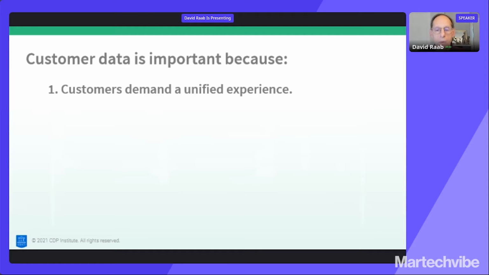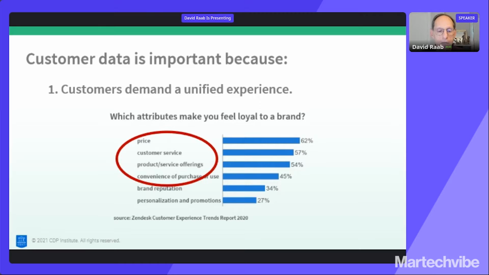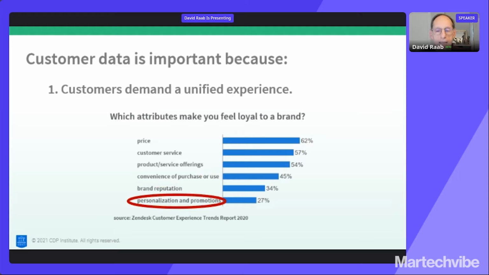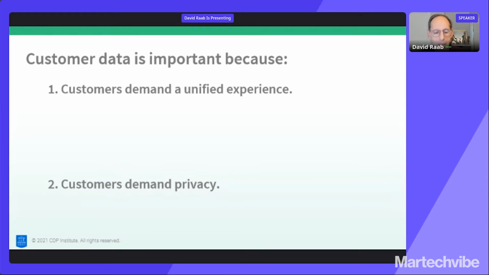All right, so customer data, why does it matter? Why do we care if systems can share customer data from one system to another system? The reason is that customers demand a unified experience. They're very explicit about this, and they really are quite specific about what they want. They want an experience that gives them better price, better service, better offerings, convenience. They do not want personalization. That's the thing they want least. So when we talk about customer data and using it, don't think that customers want personalized ads. They actually kind of hate advertising in general. What they want is a better customer experience. So how do we do that? How does a customer data platform solve that problem?